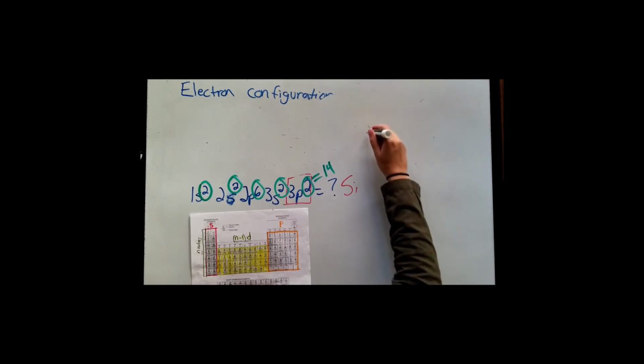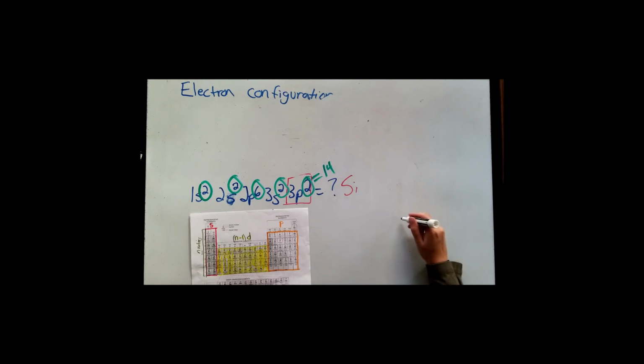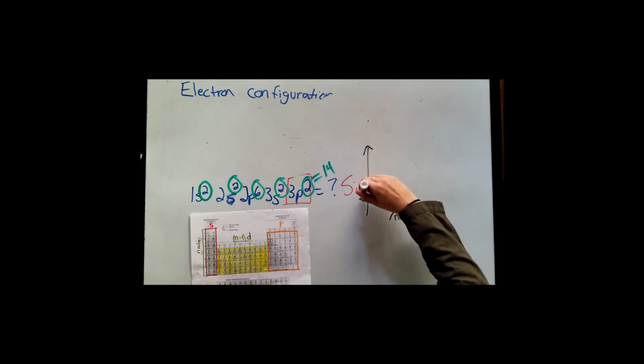So an orbital energy diagram, so let me not write that. Here's the nucleus. And then the energy is increasing as we go up.